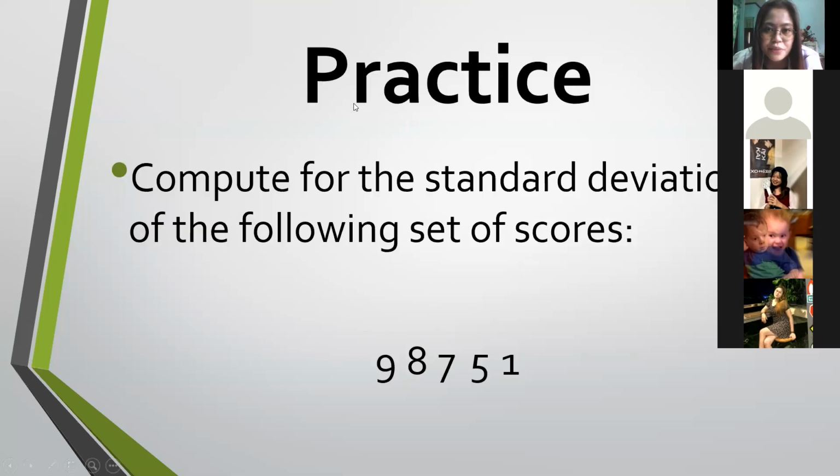Okay, so that's the first one. Now, how are you going to interpret the result of the standard deviation? If you get a very high value of the standard deviation, it means your scores are not precise. And sa research, that is not acceptable. We really have to make sure na our results agree with each other. They are not dispersed. They do not vary intensively with each other.